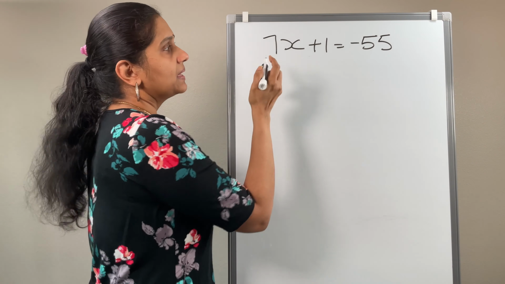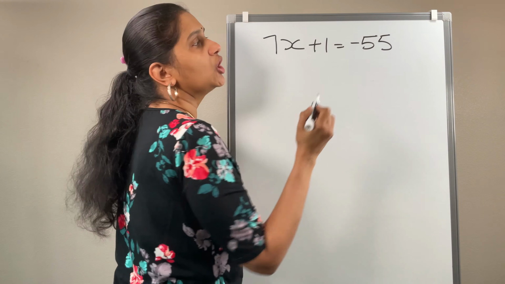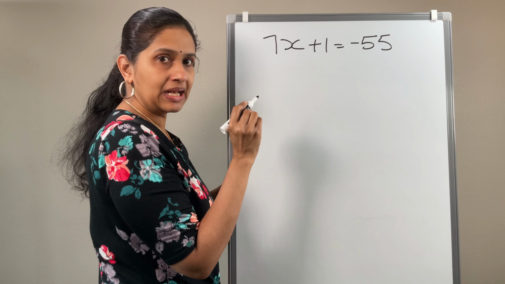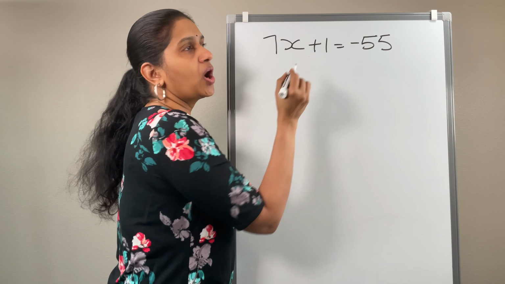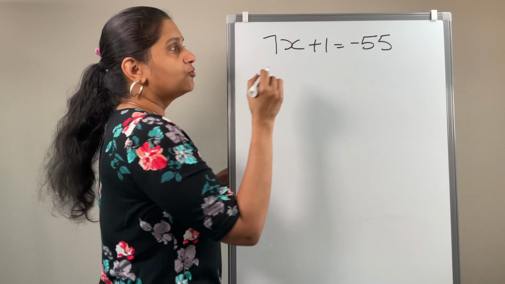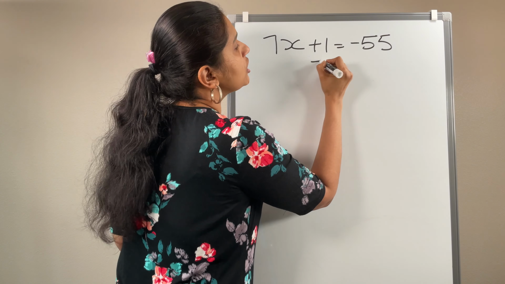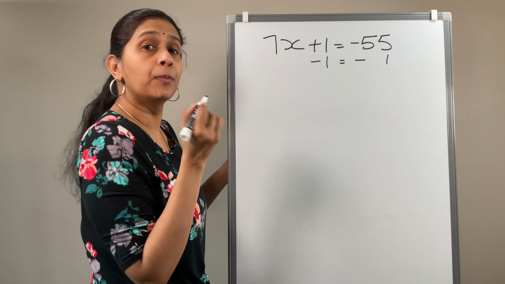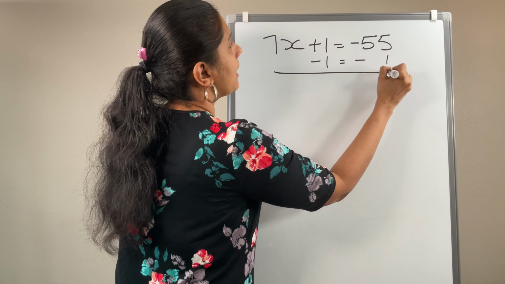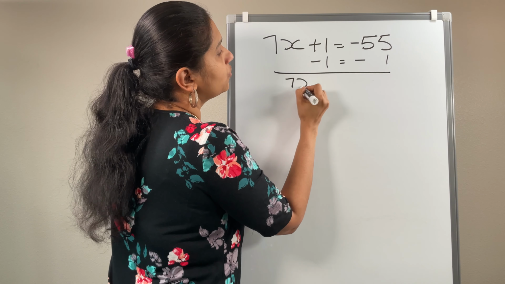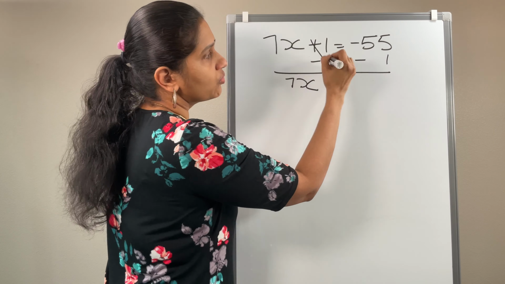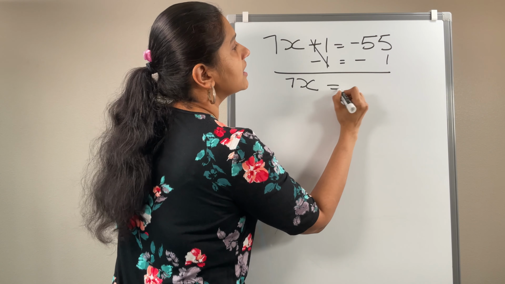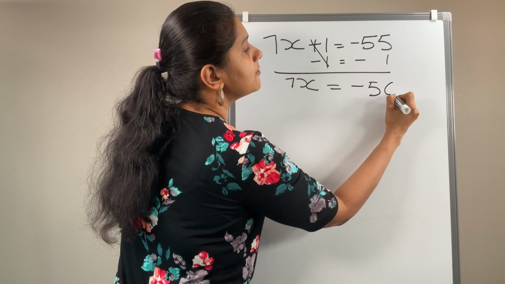Consider the example 7x plus 1 equal to negative 55. Here we have to isolate the variable x. For that, first we need to avoid the positive 1. So inverse of positive 1 is going to be negative 1. So I am subtracting 1 from both the sides. So what will happen? 7x will remain. Positive 1, negative 1 will get cancelled out. Minus 55 minus 1 is going to be equal to minus 56.